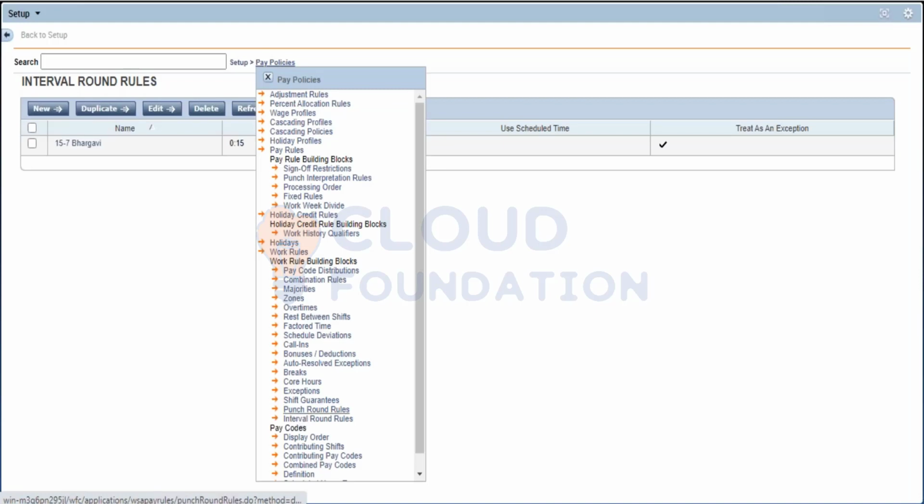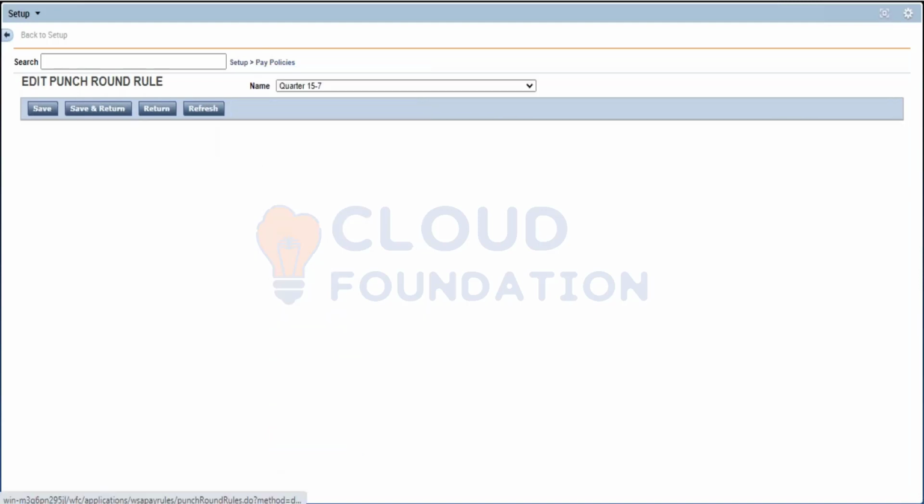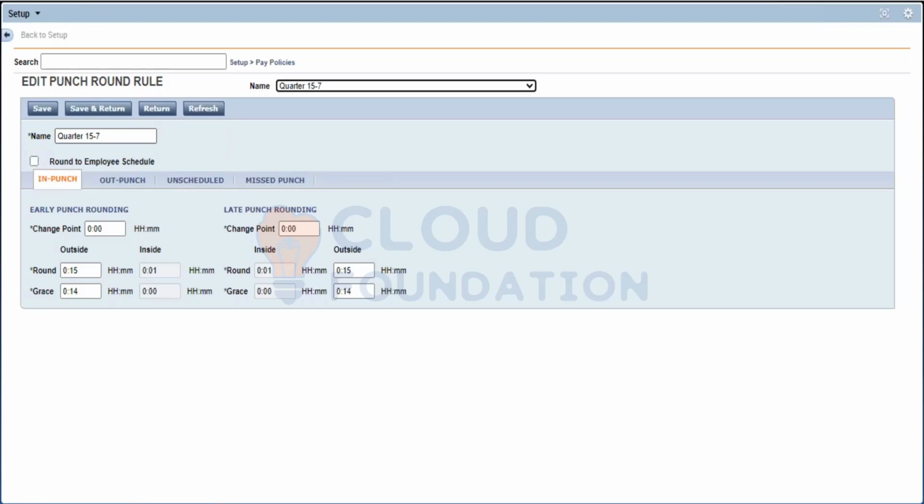So the next thing is your punch round rule. So in your punch round rule, you have several items over here. So this I set up yesterday. So I have 4 tabs here: in punch, out punch, unscheduled, and miss punch. So this is basically how you want the system to interpret your in punch. So it could be any in punch, your first in punch or your break in punch. This could be your out punch for the day or your breakout punch. Unscheduled is when you don't have a shift but you still come to work. So in that case, how do you want the system to interpret your shift?